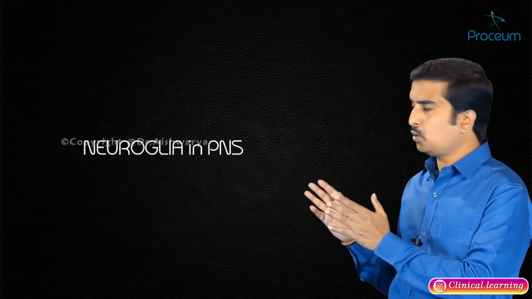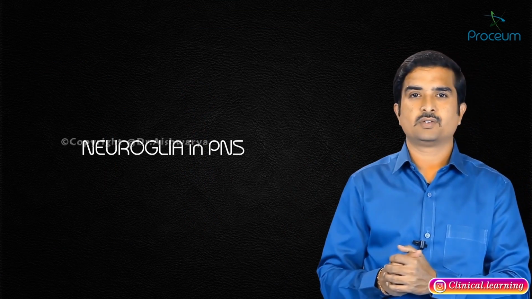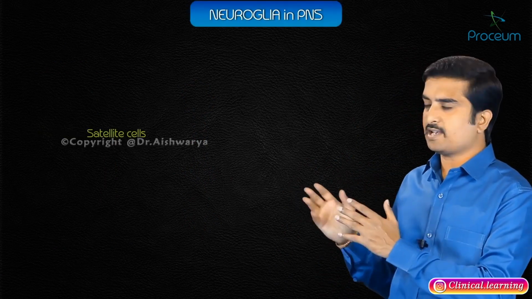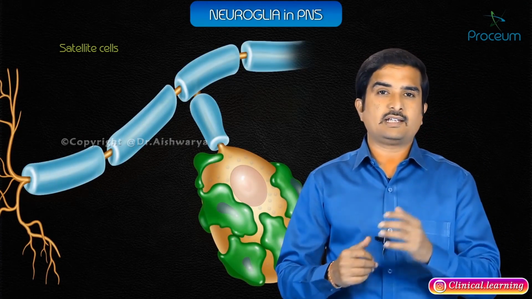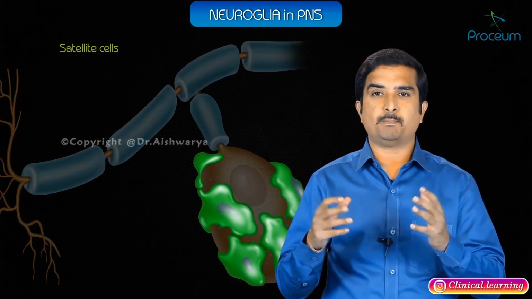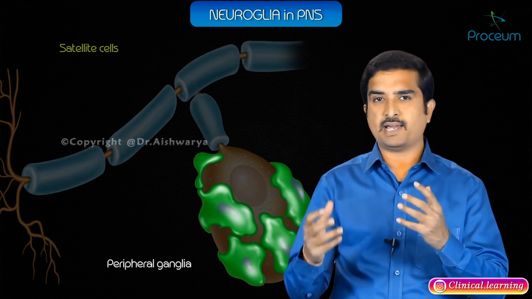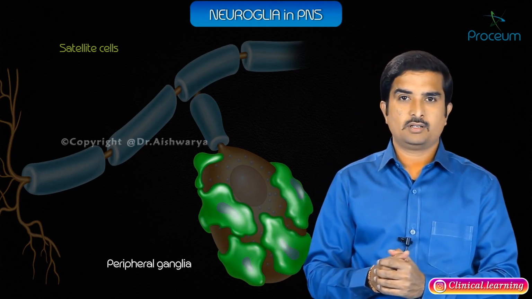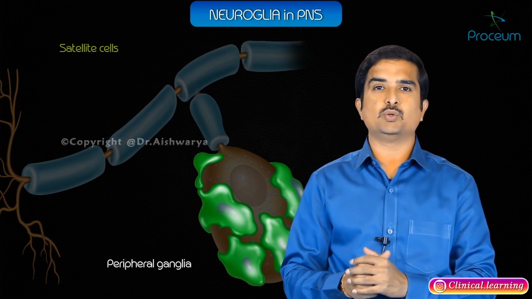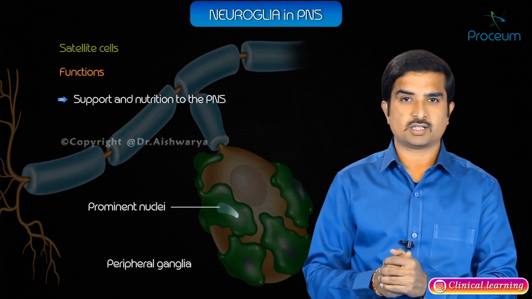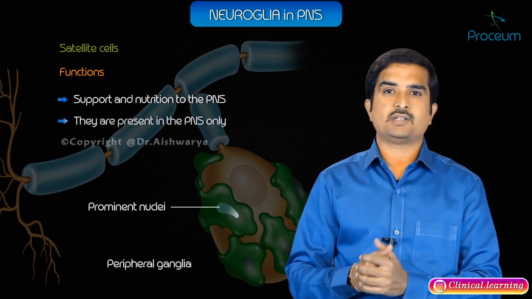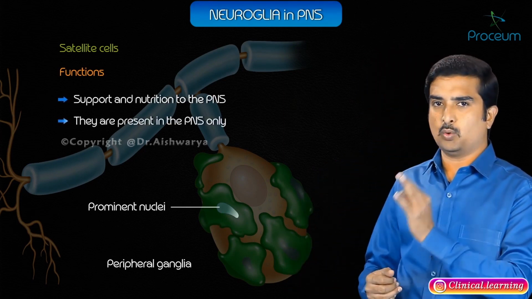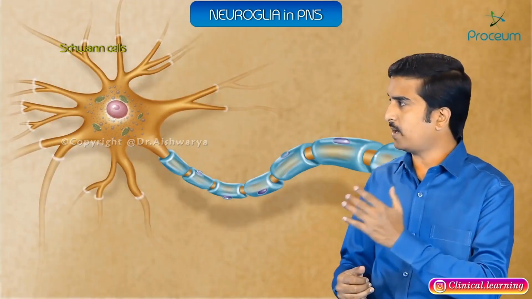And if you see the neuroglia of the peripheral nervous system, they are satellite cells and Schwann cells. So what are the satellite cells? The satellite cells surround the nerve cell bodies of the peripheral ganglia, that is the spinal and autonomic ganglia. They are flattened cells with prominent nuclei and they give support and nutrition to the PNS. They are present in the peripheral nervous system only. And next is the Schwann cells.